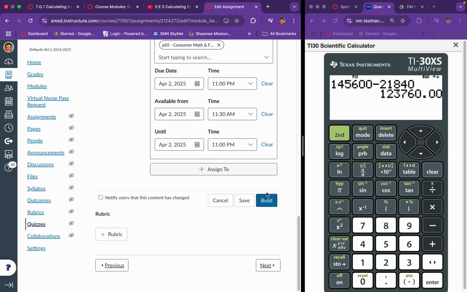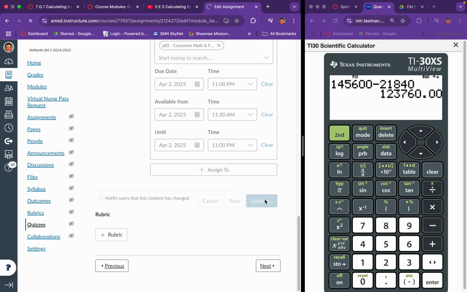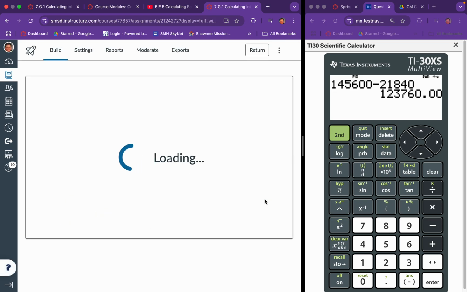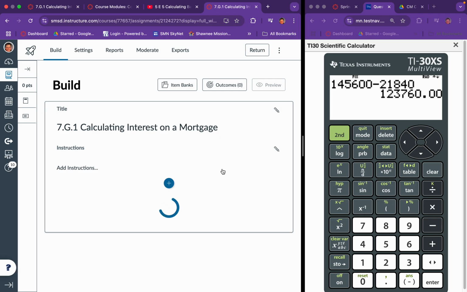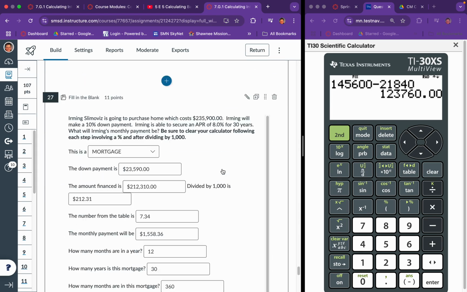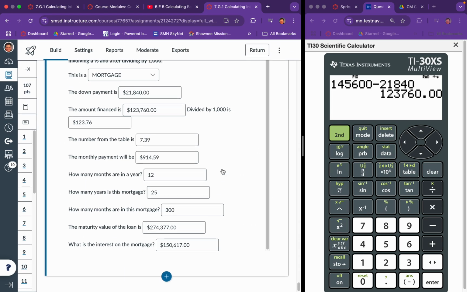You don't have to hang around for this, folks. You could move on down the road. I talked my way through it correctly. I might have calculated the wrong numbers. Yep, right there, 123,760. So this is correct.